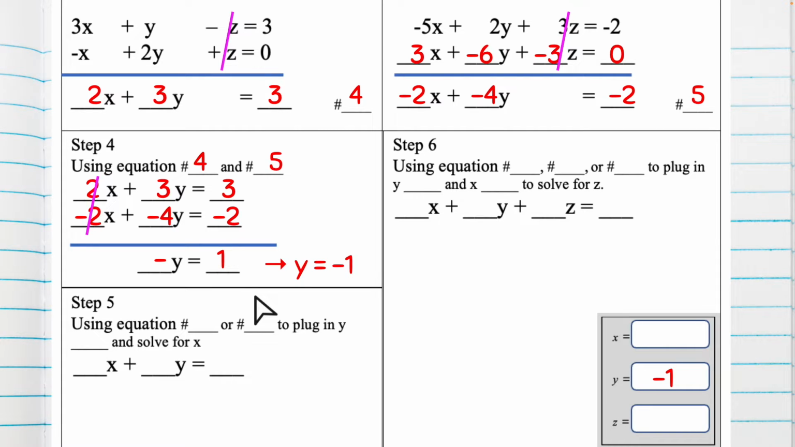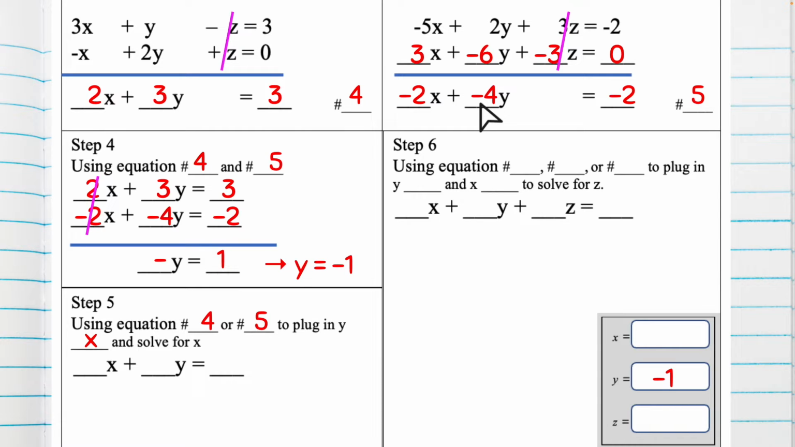So now that I've gotten to this point, if you go back on your page and you look, step number 5 says use the solution from step 4 in either equation 4 or 5 to find the other variable. So it doesn't matter. You can use equation 4 or 5. Truly doesn't matter which one you use, because both equation 4 and 5 have x and y.